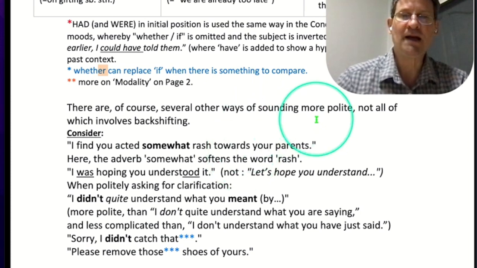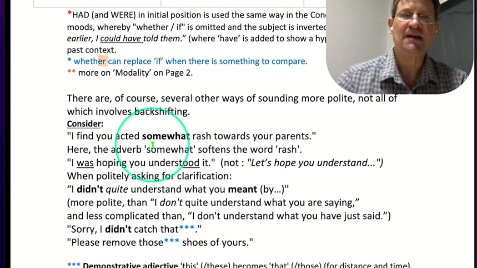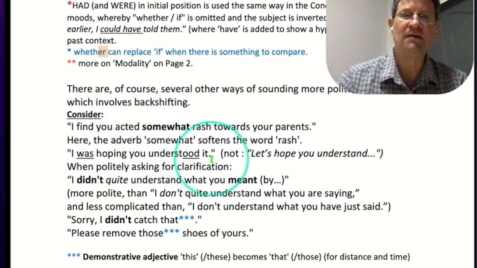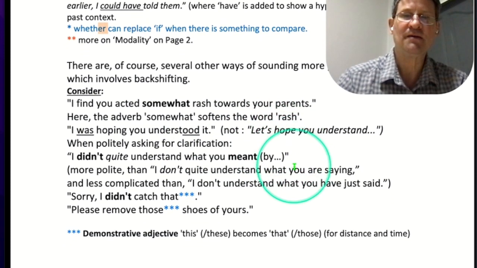To sound more polite, consider, I find you acted somewhat rash towards your parents. So this is a way of softening. These are words in bold to soften, and the ones underlined are in backshifting. I was hoping you understood it, and not let's hope you understand.